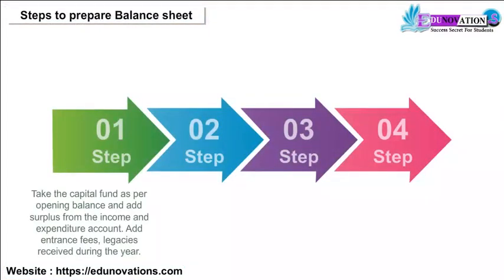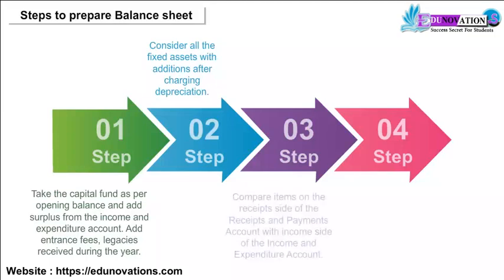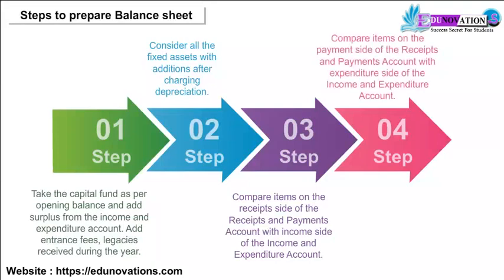Steps to prepare balance sheet. Take the capital fund as per opening balance and add surplus from the income and expenditure account. Add entrance fees, legacies received during the year. Consider all the fixed assets with additions after charging depreciation. Compare items on the receipts side of the receipts and payments account with income side of the income and expenditure account. Compare items on the payment side of the receipts and payments account with expenditure side of the income and expenditure account.